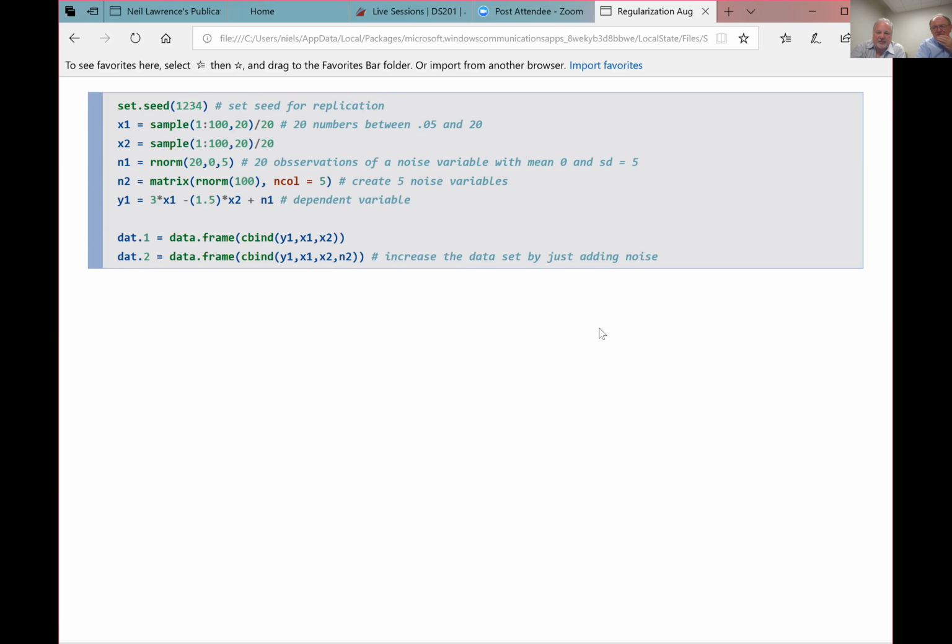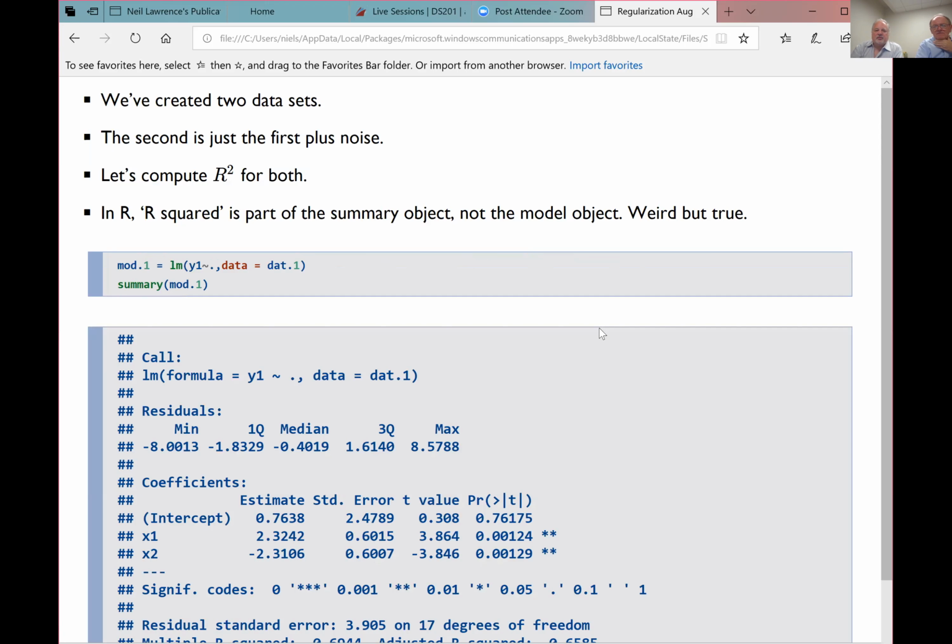So what's going to happen? As I say here, the second one is just the first one with a bunch of noise. You saw the variables that I created have absolutely nothing to do with the data set. The data set 1 should do a better job of predicting. So let's compute R squared for both of them.